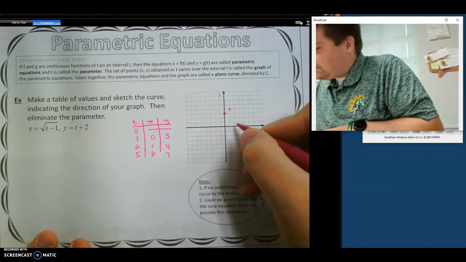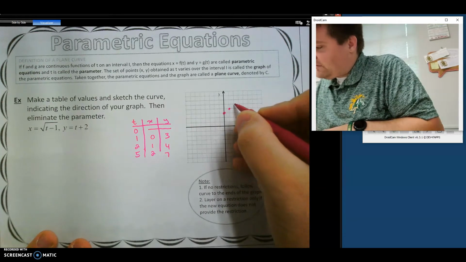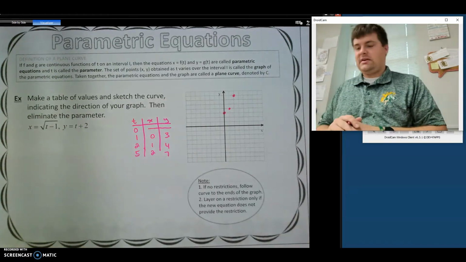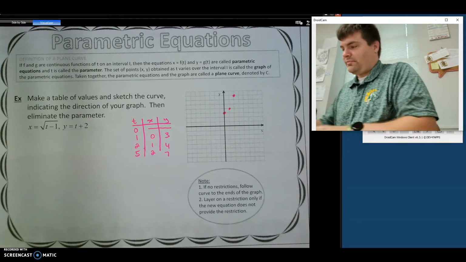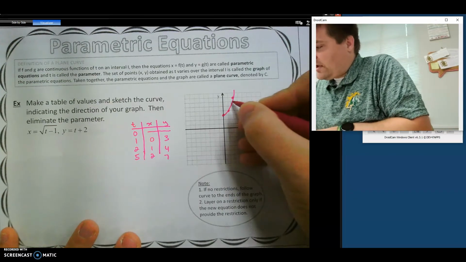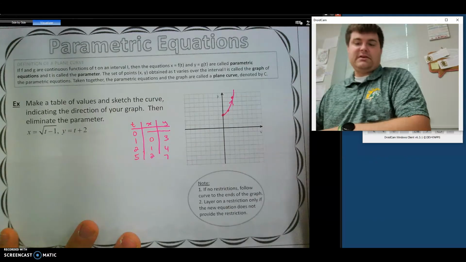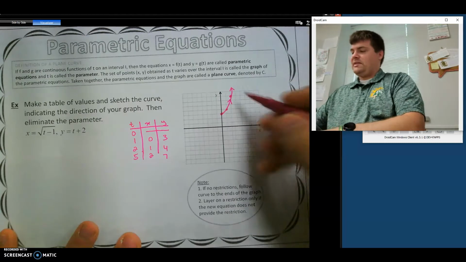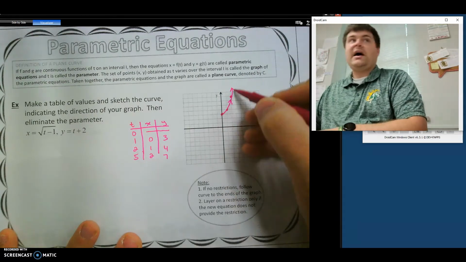So 2, 7. So 1, 2, 3, 4, 5, 6, 7. You can kind of see the shape it's making right now. Okay, so this is definitely making half a parabola, and it's going in this direction. If you notice, I put an arrow at the end and in the middle, just meaning that this is our direction with time.